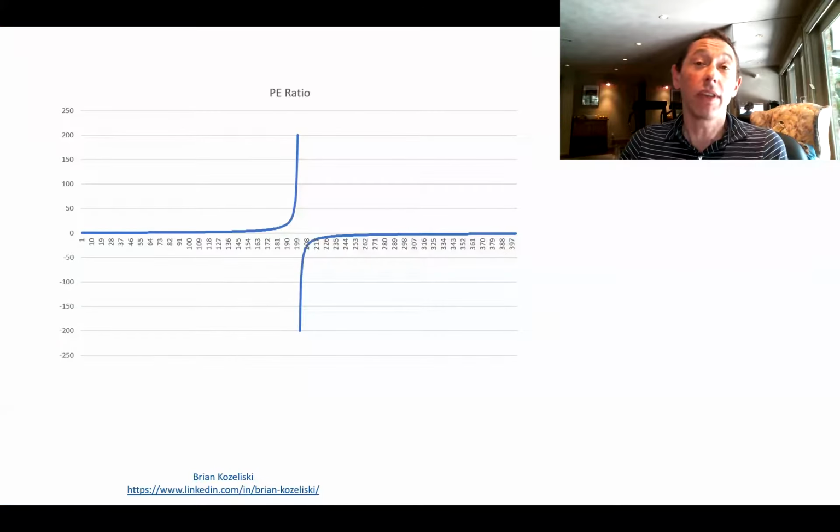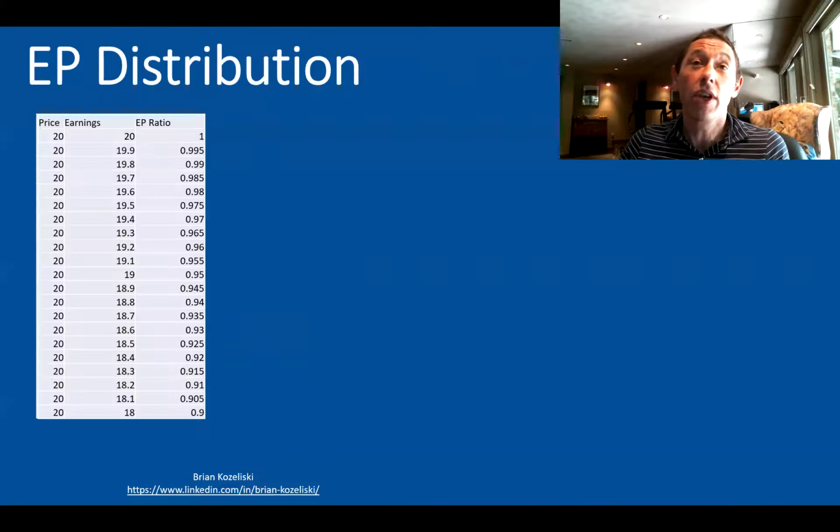And we can see what this distribution looks like. Not at all linear, extremes in the middle of the distribution, not good at all. But the simple trick, of course, is to just reverse it. Look at earnings over price.